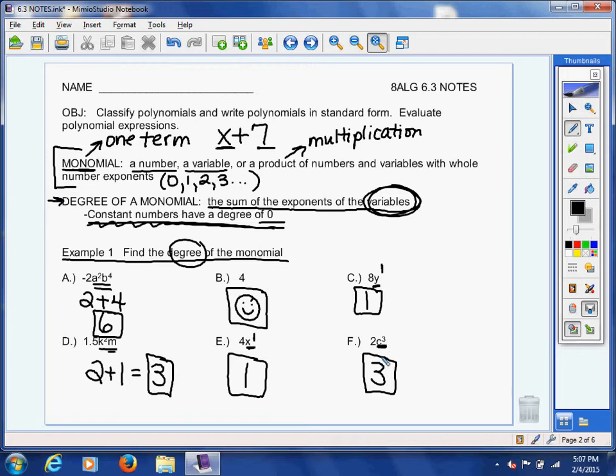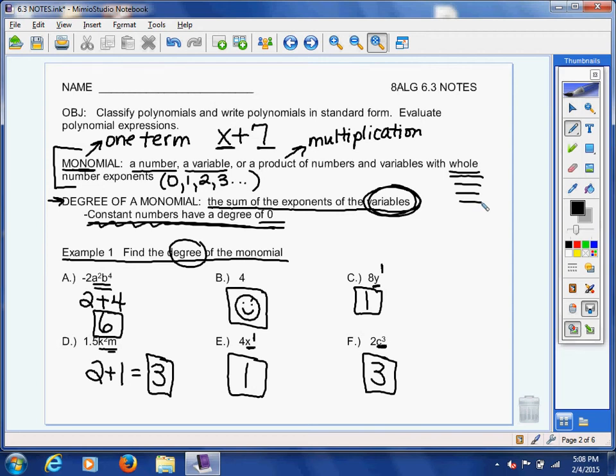So as we're wrapping it up here, just remember a monomial can be any number, it can be a variable, it could be the product of a number and one or more variables. But remember, the exponents have to be whole numbers. Let's underline that like 5 times, okay? So whole numbers, starting with 0, 1, 2, 3. Can't be fractions, can't be decimals, can't be negative, has to be whole number. And the degree of a monomial, remember, we're adding up the exponents on the variable. If there's one variable, then the exponent is the degree. If there's more than one variable, add up the exponents and you have the degree. And constant numbers have a degree of 0.